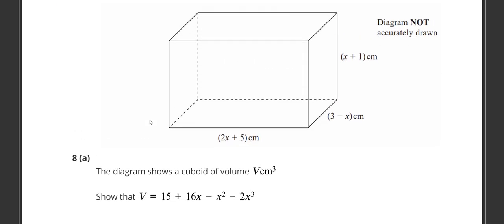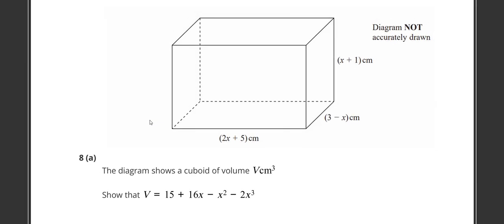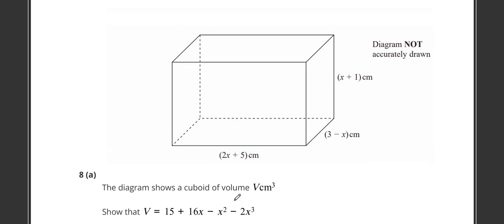And similarly, there is a question about volume as well. If you have this volume, he says show that this is the volume. That's quite easy. It involves some algebra as well. So if this is the shape given to us, we know that volume is equal to length into width into height.